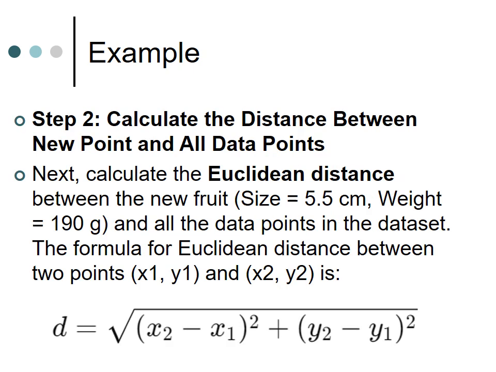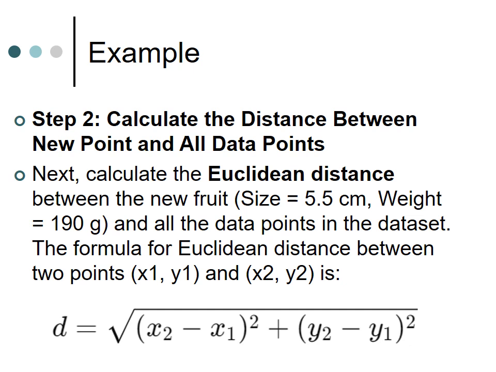So the next step is to calculate the distance between the new data point and all of the other data points. We will use the Euclidean distance. So we will calculate the distance between all of the data points and the new fruit that has a size of 5.5 centimeter and weight of 190 grams.